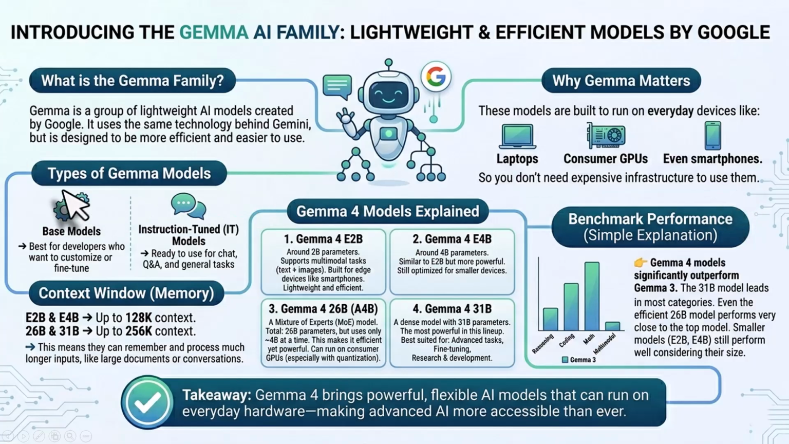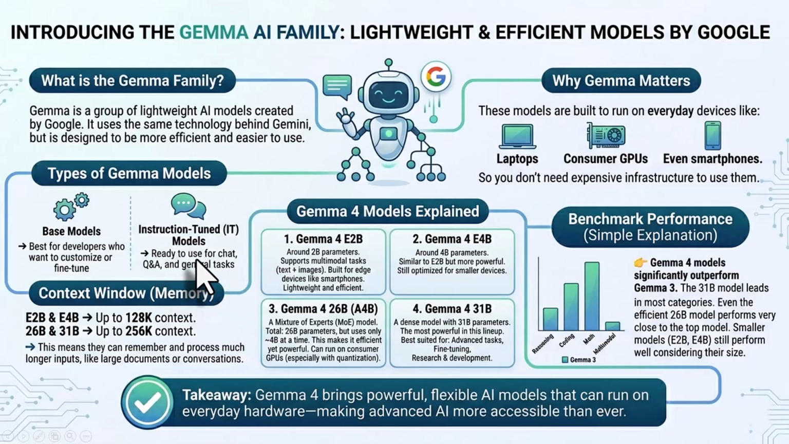Now let's understand what are the different types of Gemma models. Gemma models come in 2 versions. The first one is base models. These are best for developers who want to customize or fine tune. And the other one is instruction tuned models. These are ready to use for chat, Q&A, and general tasks.